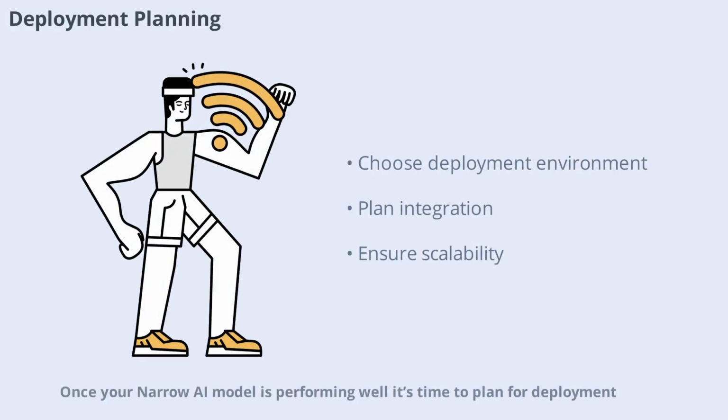Once your narrow AI model is performing well, it's time to plan for deployment. Consider the environment where your AI will operate, such as cloud, edge devices, or on-premises servers. Plan for integration with existing systems and ensure your deployment strategy supports scalability and reliability. Early planning helps avoid surprises and ensures a smooth transition from development to production.